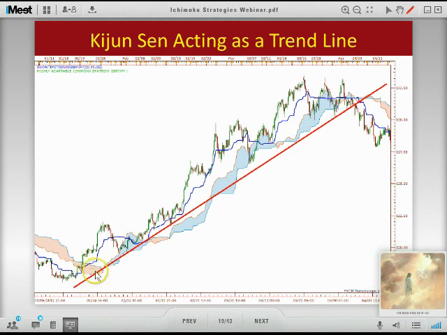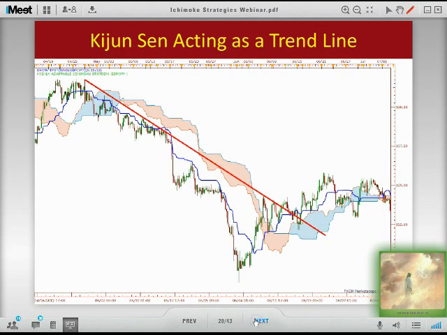Now here you see the Kijun-sen acting as a trend line. Here it is, this blue line, and it's following right up here with price. Then here it flattens out. As it flattens out, price breaks through and price goes down the other way. Now this could be just a pullback, we don't know, but you see it's a change of the direction of the trend. And here it does the same thing, and you can look at any chart and you'll see that when the market's trending, you'll see it doing this.